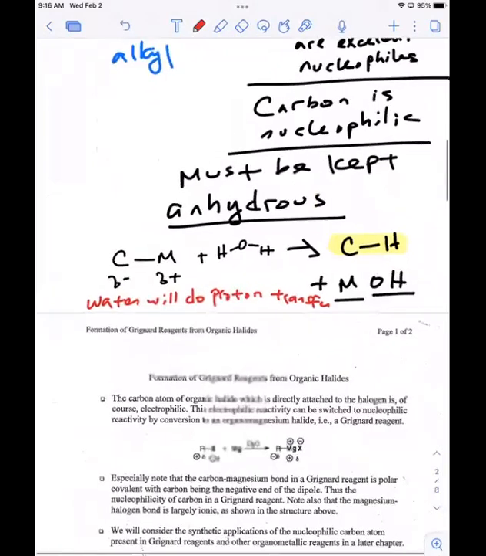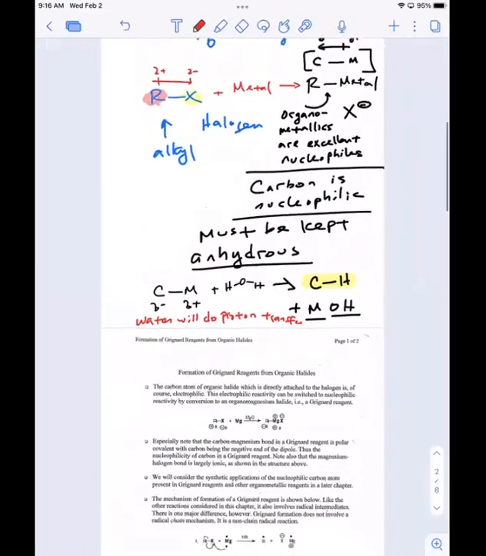So water is just going to do proton transfer, and the organometallic that you spent all day making in the lab is done. Right, it's gone. So you want to keep this dry and anhydrous. When you make it, your solvents have to be distilled and dried, and it has to be sealed up so no moisture can get into the reaction vessel. All of that. All right.